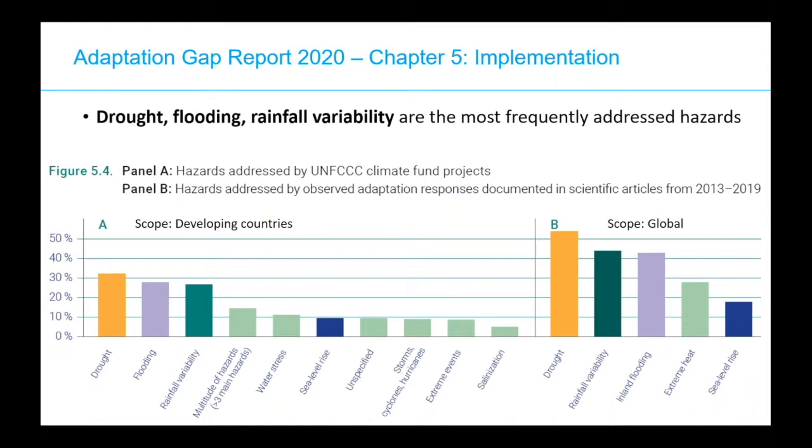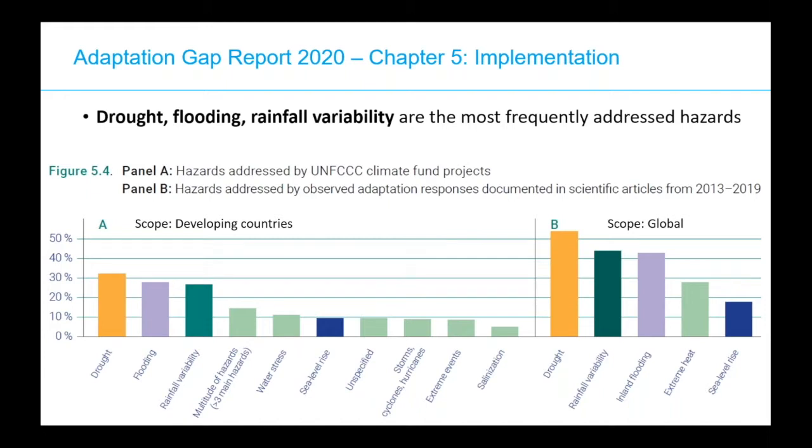And this slide shows you the hazards that were addressed by the projects on the left side and the hazards that were identified by the Global Adaptation Mapping Initiative on the right. And here again, you see that the top three hazards in both cases are drought, flooding, and rainfall variability. So this is what projects most addressed.